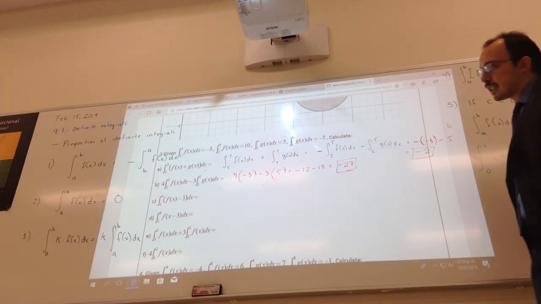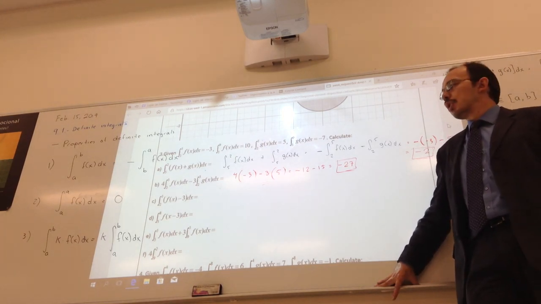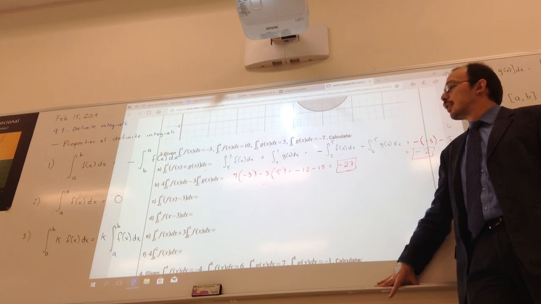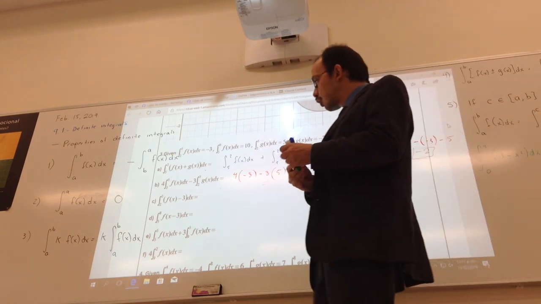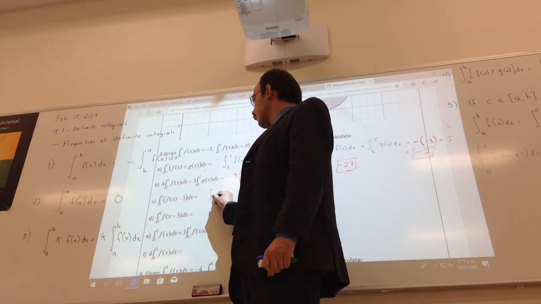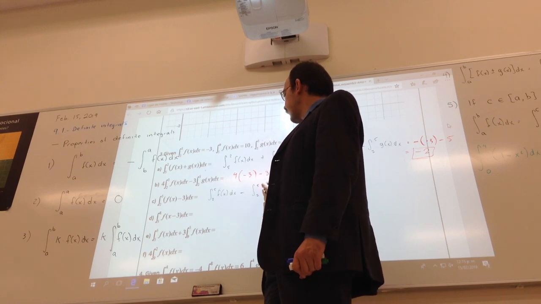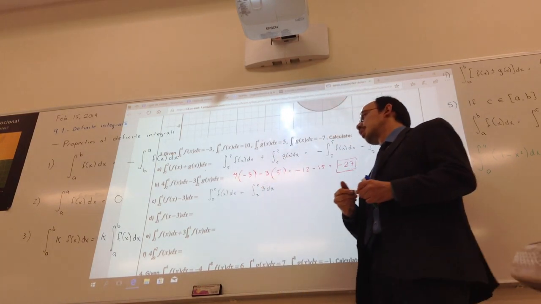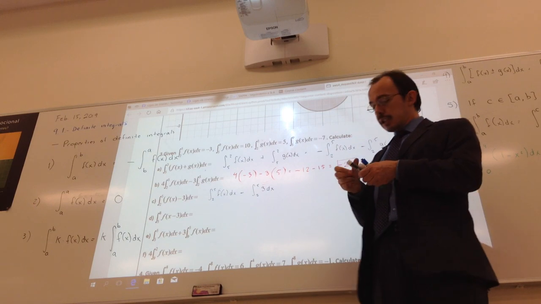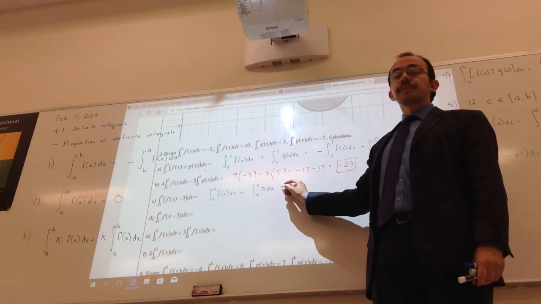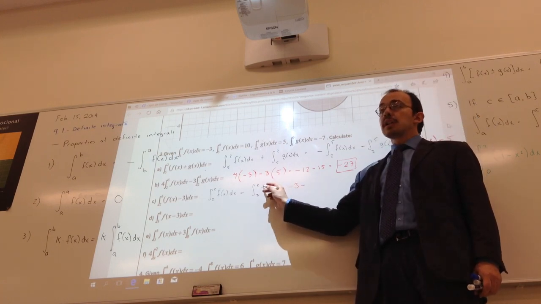Letter C. It says integral from 2 to 5 of f of x minus 3 dx. What do we do in this case? Separate the integrals. So we have two integrals here. One from 2 to 5 of f of x dx minus the integral from 2 to 5 of 3 dx. Do I have a solution for this one? Yeah. It's minus 3. Now, minus. Do I have the solution for this one?